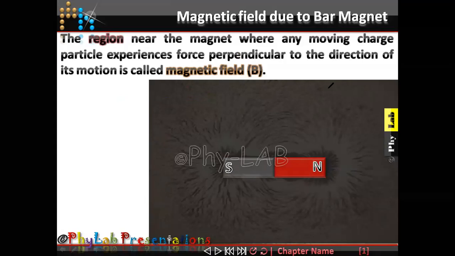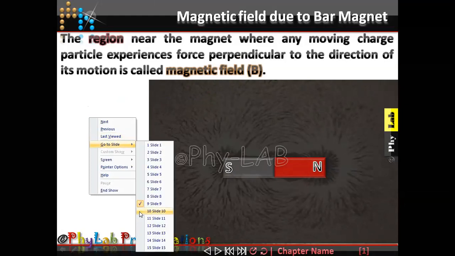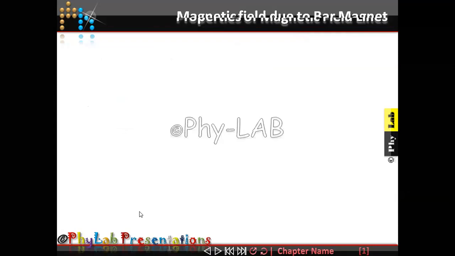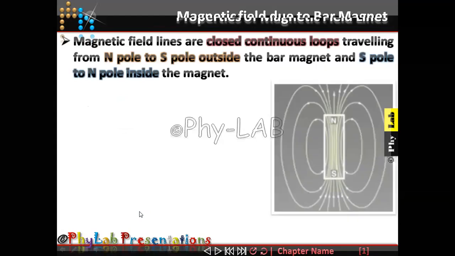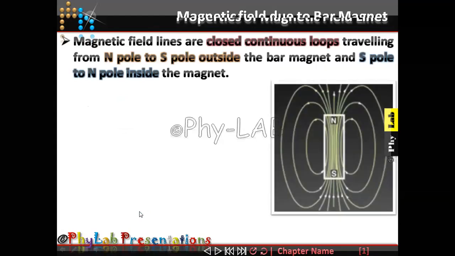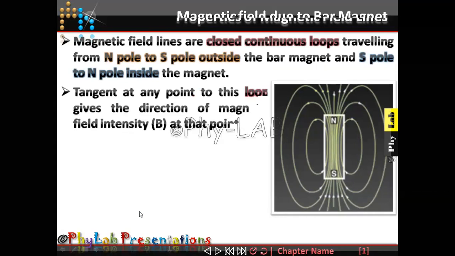Okay, so we discussed this slide. Let's move on to the next one. We'll try to finish it off today only. Certain properties associated with the magnetic field lines. So magnetic field lines of a bar magnet happen to be closed continuous loops traveling from the north pole to south pole outside the bar magnet and south pole to north pole inside the bar magnet.